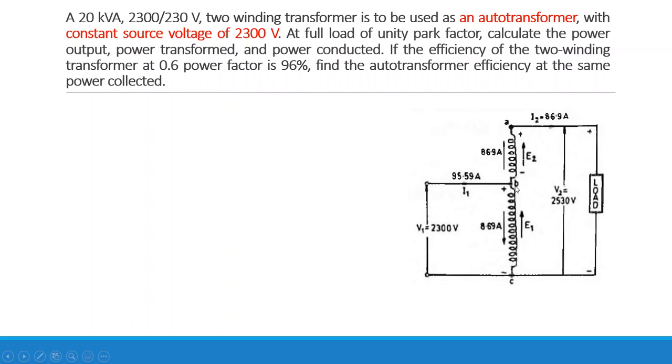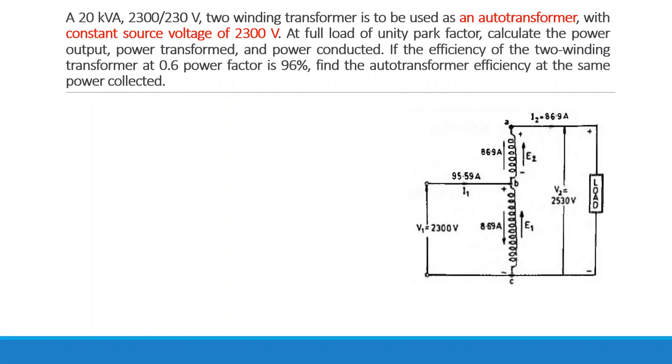In this circuit diagram you can see that 2300 volt is connected to this winding, the HV side. The remaining one is the 230 volt winding. So the 2300 volt winding will be connected in series with the 230 volt winding. You can call this BC the primary winding. The primary winding is that winding which is connected with the source. In this case the high voltage winding is connected with the source, so the primary winding will be BC. I think there is no doubt.